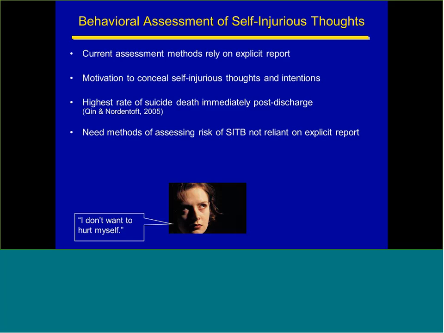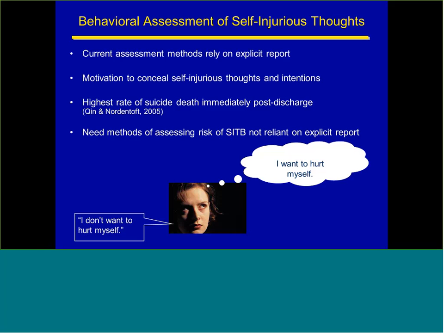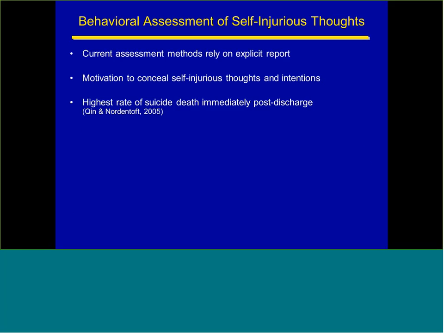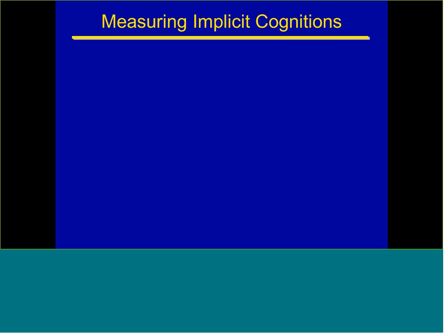So in other words, we have a person in front of us saying, I don't want to hurt myself. What we really want to be able to measure is how are they thinking about self-injury or suicide? What are their unspoken thoughts or their implicit cognitions? And implicit cognitions are those that aren't reliant on conscious introspection or explicit self-reporting. And over the past few decades, social and cognitive psychologists have developed ways of measuring implicit cognition using behavior, using tests of memory or reaction time.